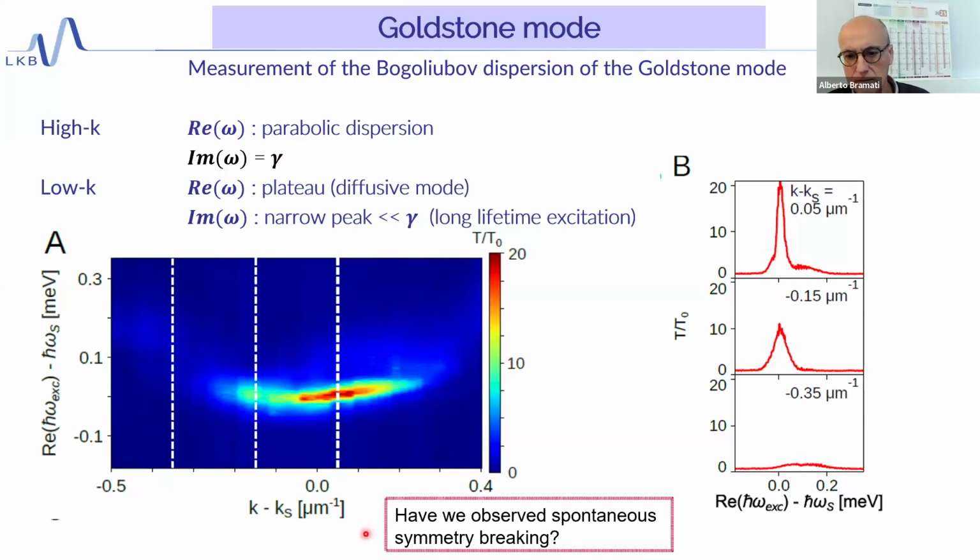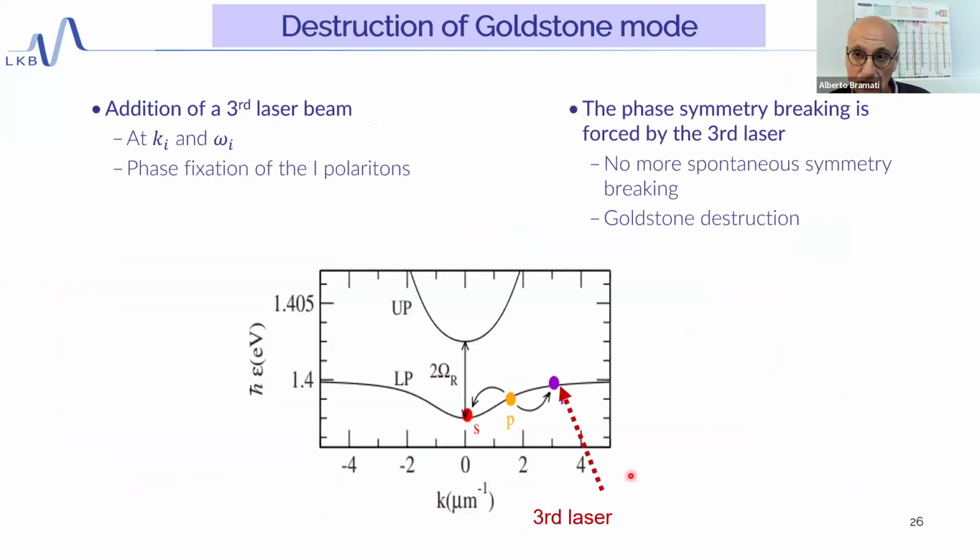But how can we be sure that we really observe the spontaneous symmetry breaking? So in order to demonstrate that the spontaneous symmetry breaking is really the mechanism which is at play in this experiment, we decided to do a further experiment, in particular to add a third laser beam here, injecting the third laser at the energy and the wave vector of the idler beam.